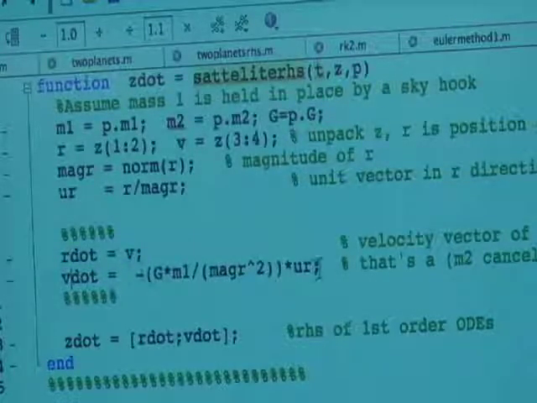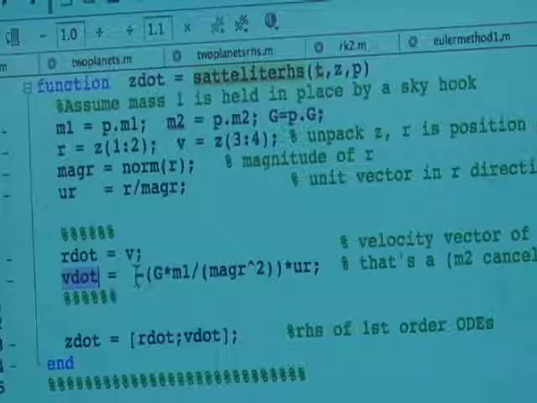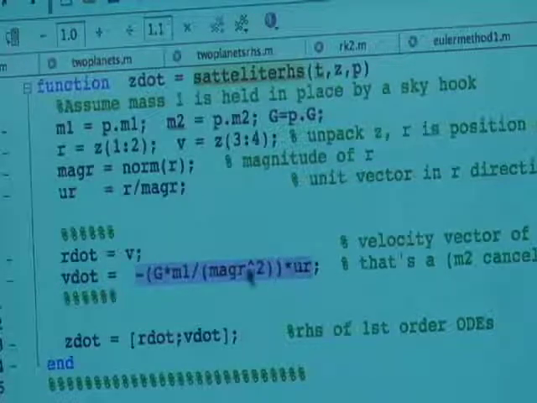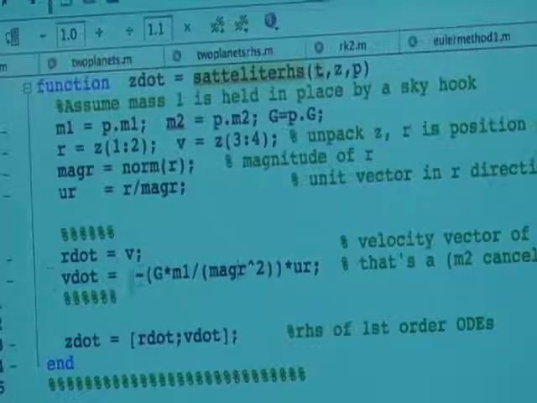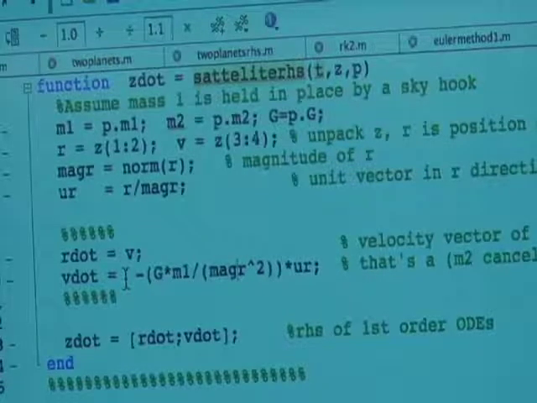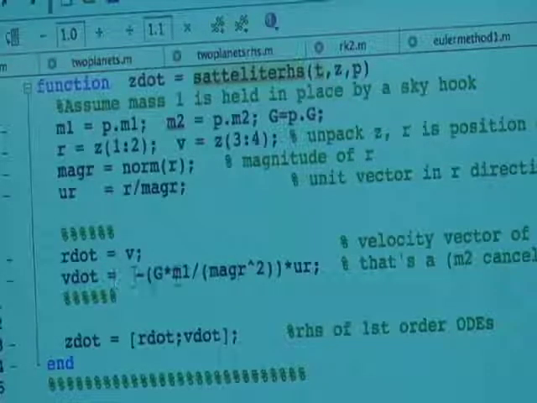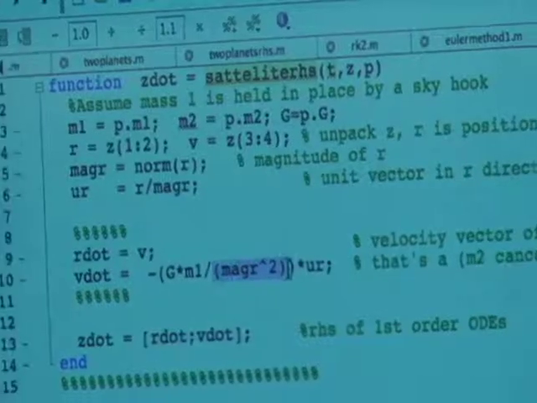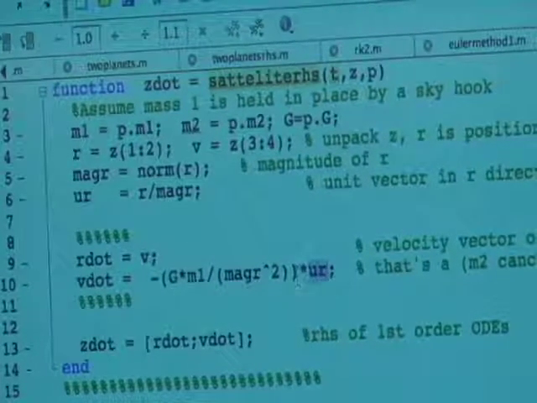Then here are the laws of mechanics. It says the rate of change of velocity, otherwise known as the acceleration, is given by Newton's law of gravitational attraction, G m1, m2. How come there's no m2? It's because there was an m2 on both sides of the equation and it crossed off. The gravity force is proportional to the mass, but the acceleration is inversely proportional to the mass. And then we have divided by the distance squared multiplied by a unit vector in the right direction.